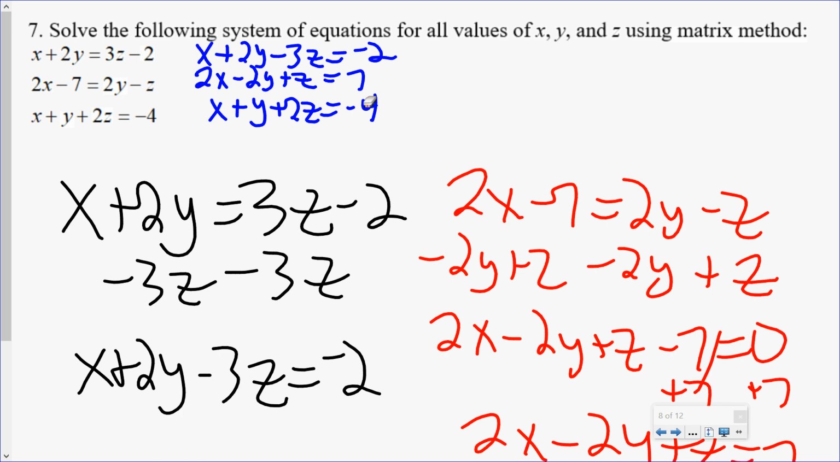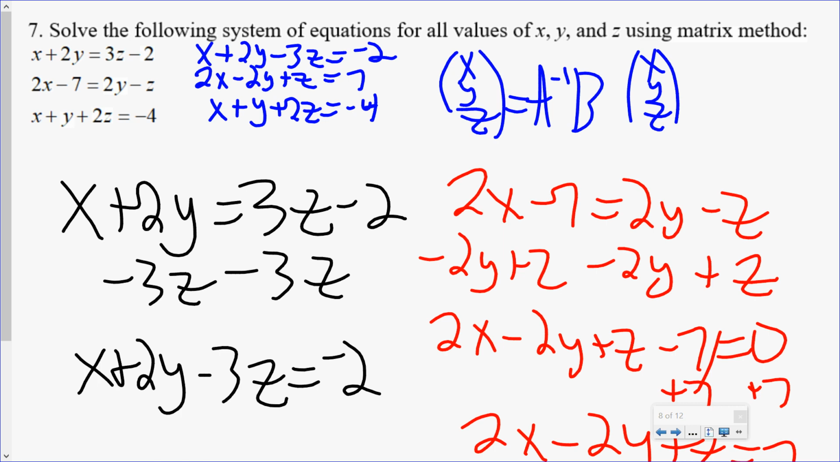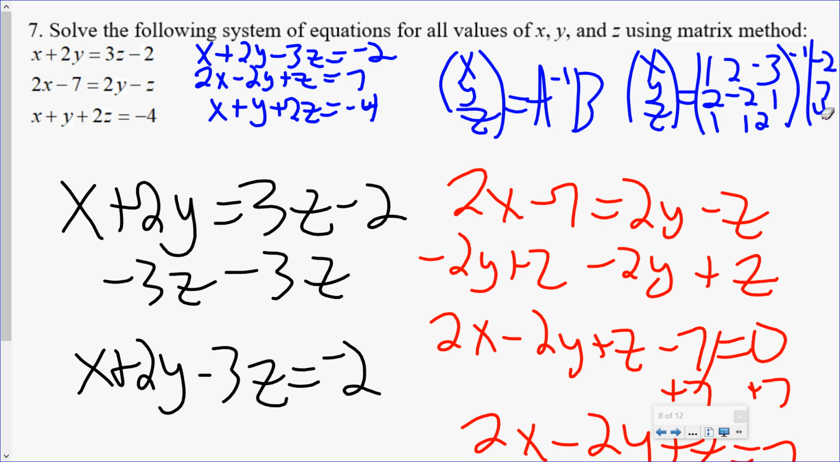Okay, at this point, I'm going to go over it. You should have tried it on your own. X, Y, Z equals A inverse B. So X, Y, Z equals 1, 2, negative 3, 2, negative 2, 1, 1, 1, 2, inverse, negative 2, 7, 4. I'm just taking the coefficients of the left-hand side and then the answers on the right-hand side.